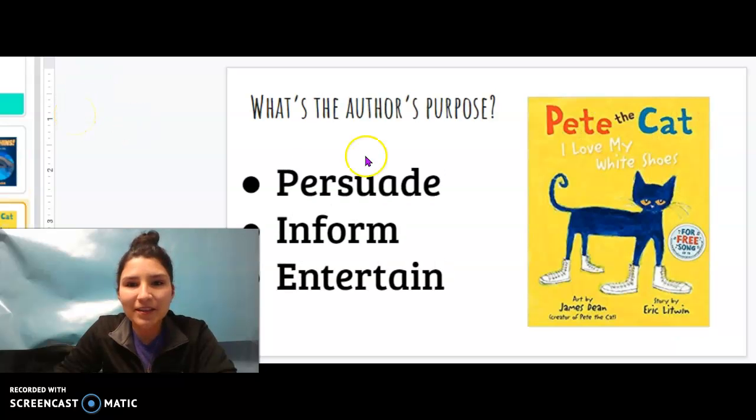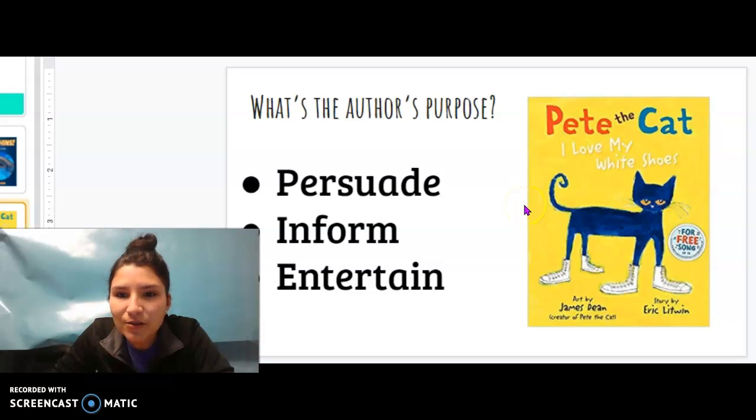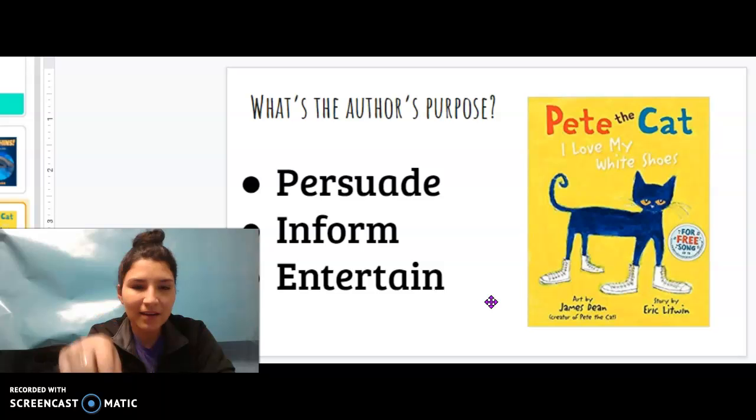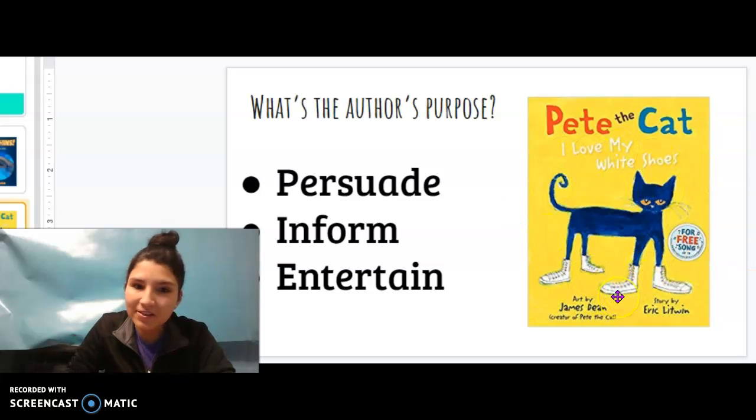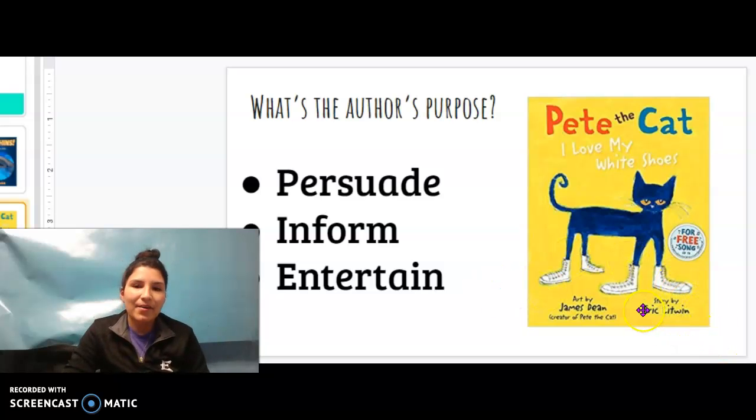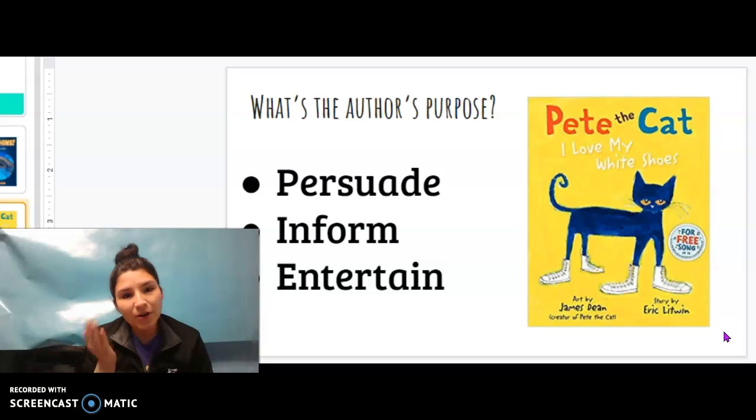What's the author's purpose? Pete the Cat, I Love My White Shoes. Persuade, inform, or entertain. Three, entertain. James Dean and Eric Litwin, they wrote this book to just entertain the reader, right? How do we know this? Well, do cats wear shoes like this? No, they don't wear shoes like this. And also, this book is a fiction book, right? So, what do we know about fictional books? They're also entertaining books, right?